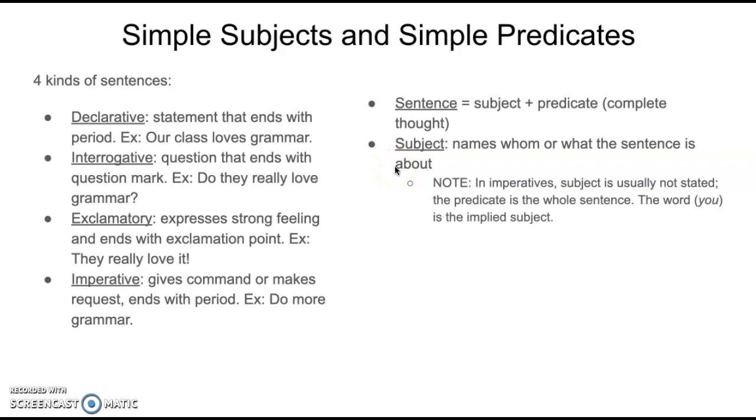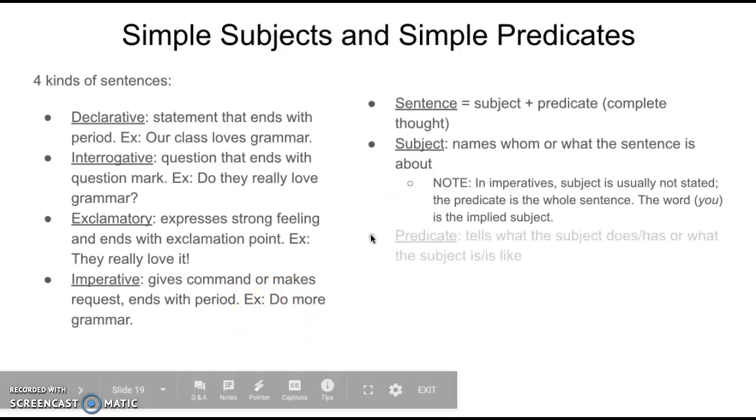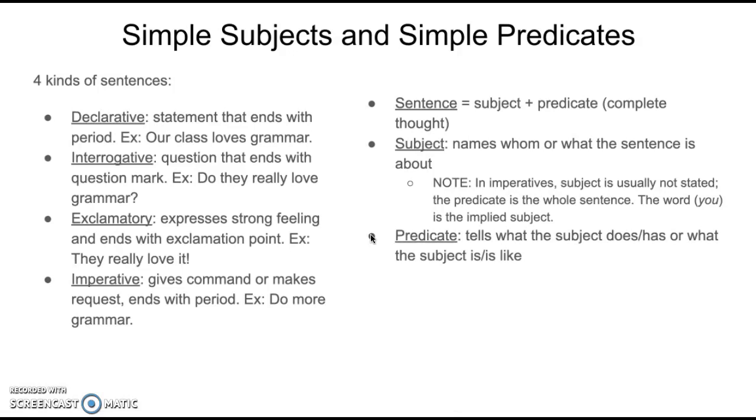Note, in imperatives, the subject is usually not stated. The word you is the implied subject, like in this one. You do more grammar. You is the implied subject. The predicate is everything that's not the subject or everything that comes after the subject. It tells what the subject does, has, or what the subject is or is like.